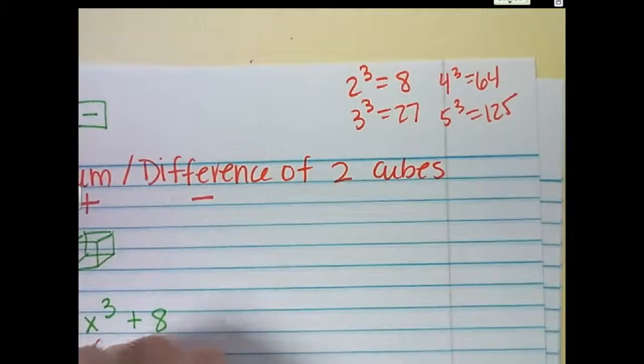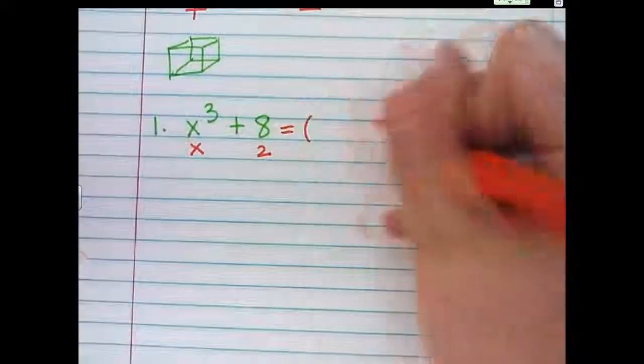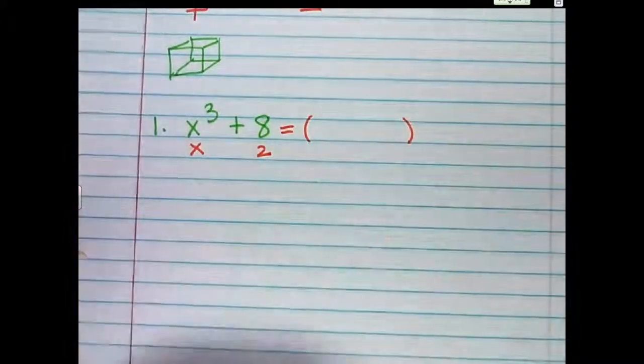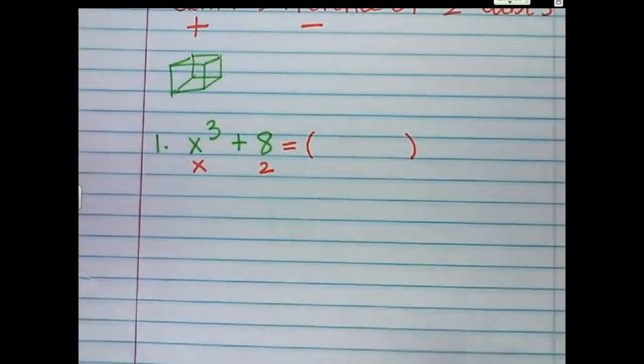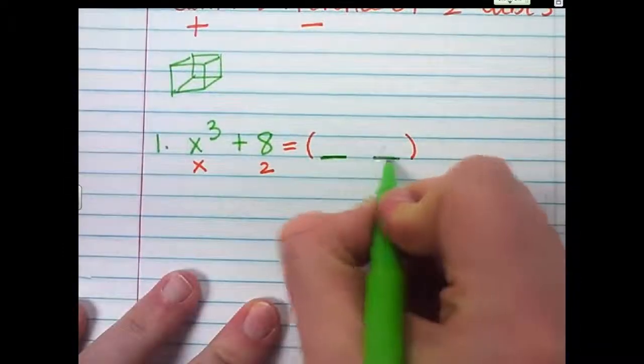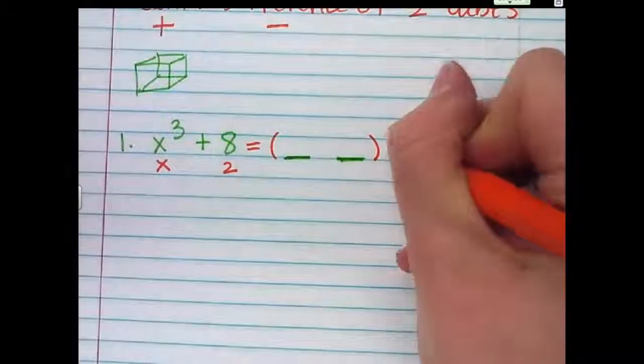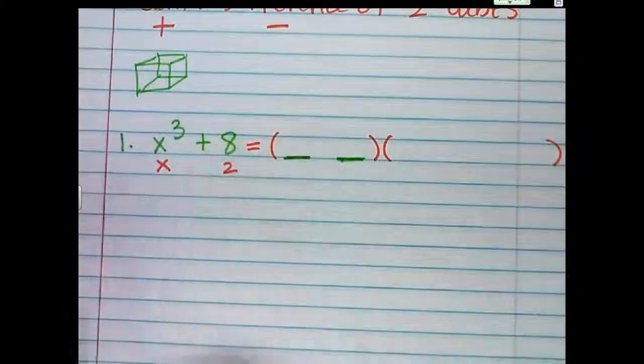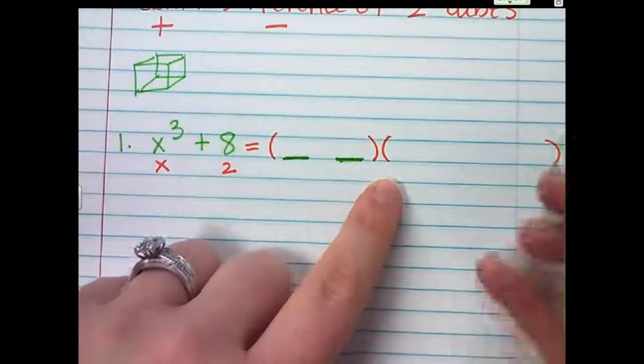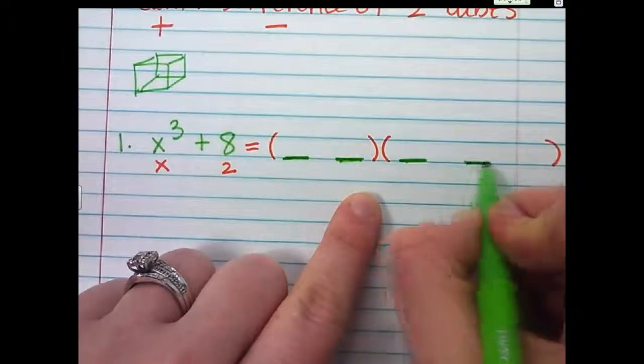Okay, so here's how you're going to do this. X and 2. So when you do a cube, your first one is a binomial, meaning you're going to have 2 terms, one here and one here. And your second one is a trinomial. So I'm going to write a little bit spaced out parentheses, and I'm going to put 3 lines.